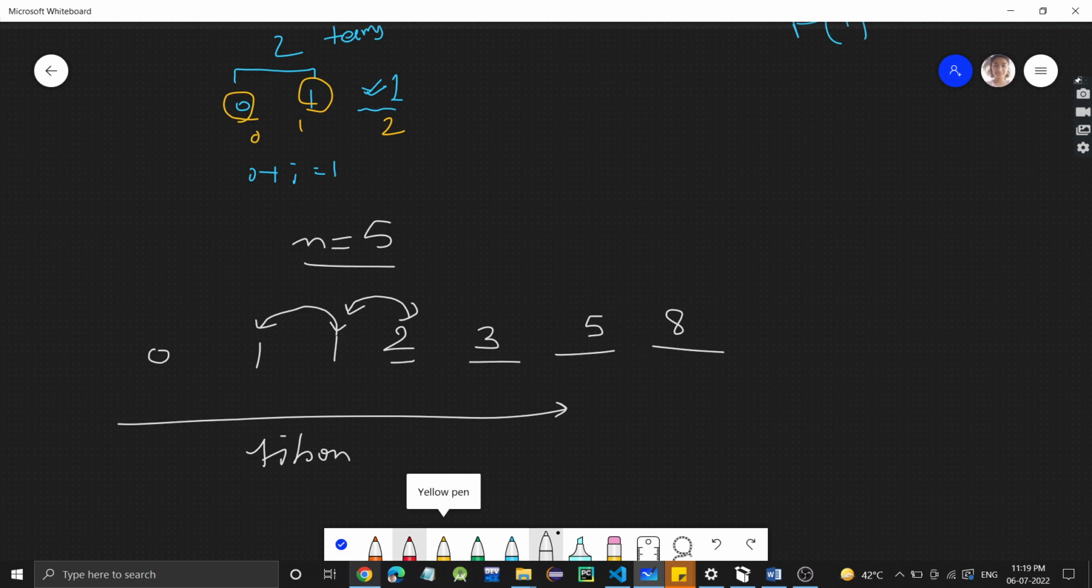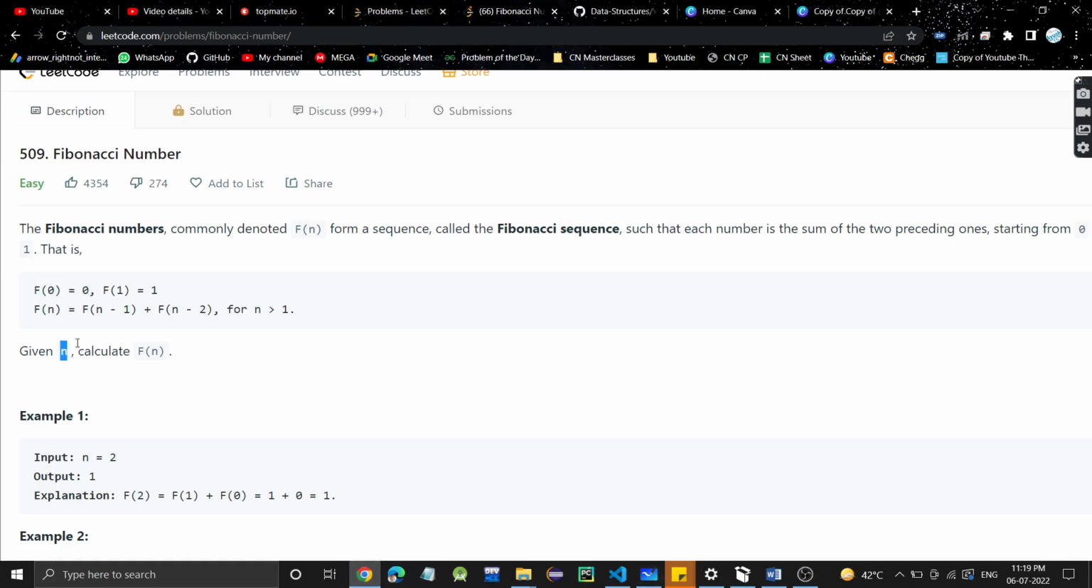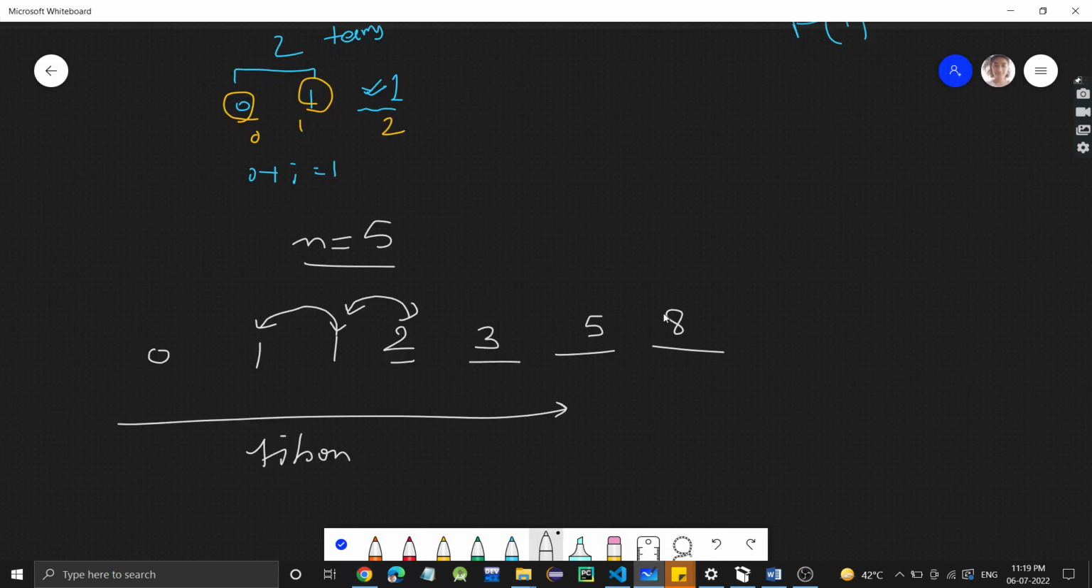So what now we have to do in this problem, right? We are given n. We have to find that term, like what will be that number at that nth term. So this is 0, 1, 2, 3, 4, 5 and 6. So let's say if your n is 5, right? They are asking for the fifth term in the Fibonacci sequence. So what will be the fifth term? This. What will be the sixth term? It will be 8. Okay. So that is what we need to do in this problem.